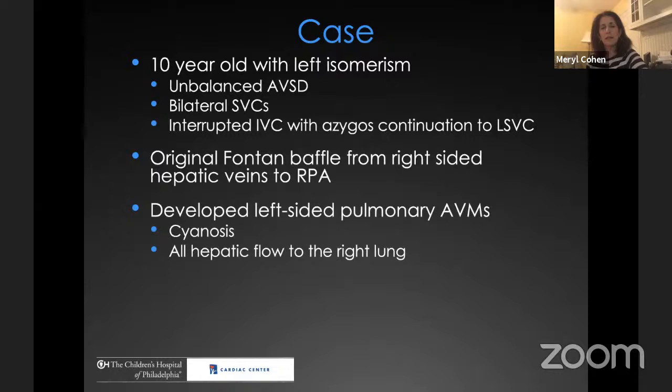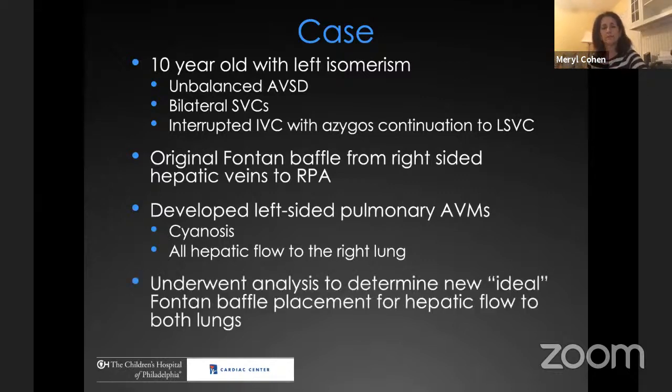So then he developed left-sided pulmonary arteriovenous malformations and developed cyanosis. That's because all of the hepatic venous blood was now going to his right lung. And because he had interruption of his inferior vena cava to the LSVC, all of the blood going to his left pulmonary artery was coming from that azygos, and he wasn't getting any hepatic venous blood into his left pulmonary artery.